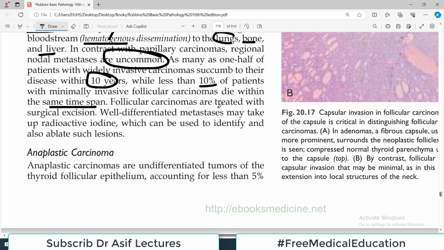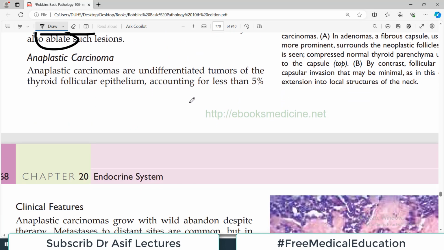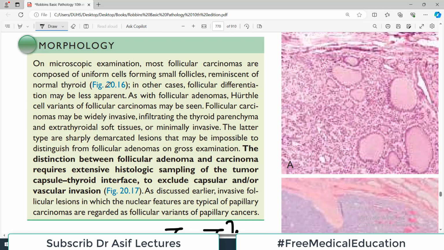Follicular carcinomas are treated with surgical excision. Remove by surgery. Well differentiated metastases may take up radioactive iodine, which can be used to identify them, and ablation therapy can also be done, but surgery is widely practiced. Okay, and some histological features.